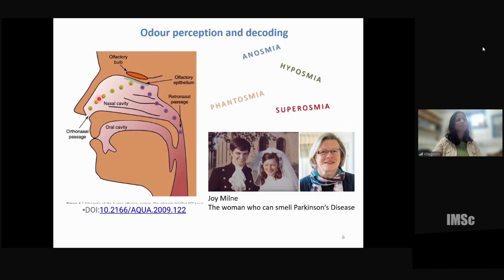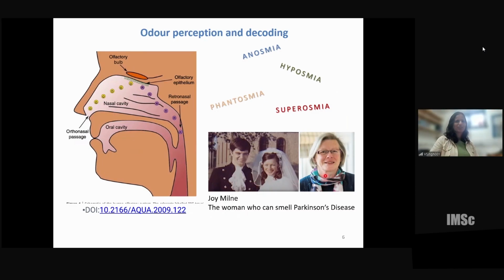A lot of it is understood in humans, for example, at least at the level of what we can smell, but we don't know what their receptors are. Humans have about 400 odorant receptors. About 20 of them express really highly in the nasal cavity, but we don't know what their ligands are. About 8 years ago, there was a woman called Joy Milne who came up and said she can smell people who have Parkinson's.